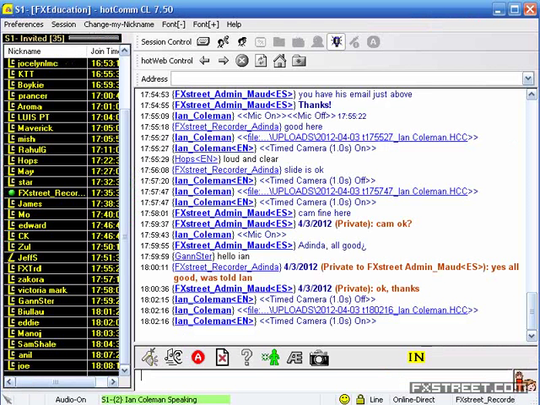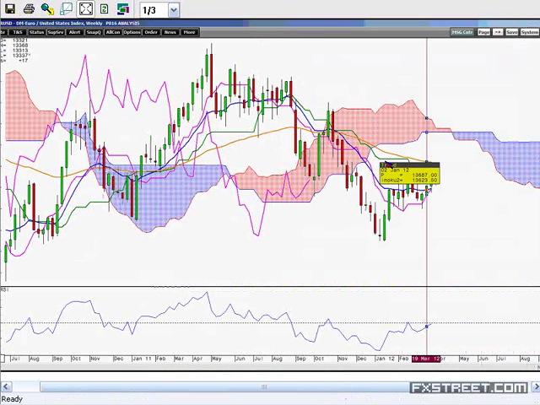Okay, any questions up to now on the overlays or anything else that I've talked about? No? Great. Okay, so like I said, we're going to break this down off higher time frames. Now the RSI is going to be 15. It's a 15-day setting.